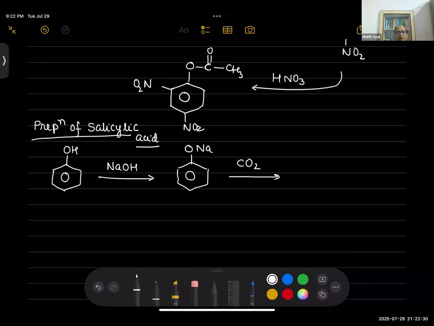So CO2 is actually going to react. So this is carboxylation of phenol. In the presence of NaOH we took because you need to make it more reactive by making it O minus. Okay. This reaction is known as Kolbe's reaction. Actually, it is the carboxylation.